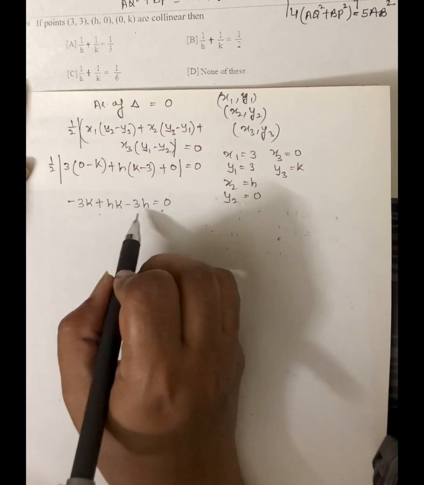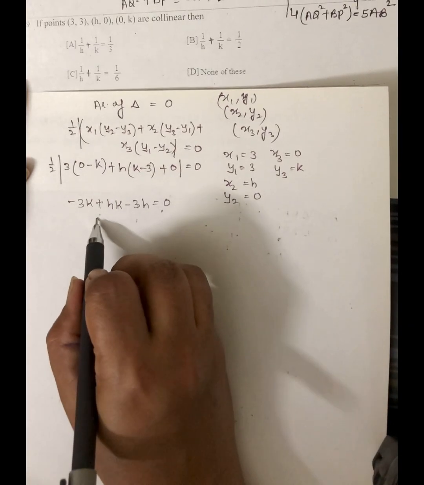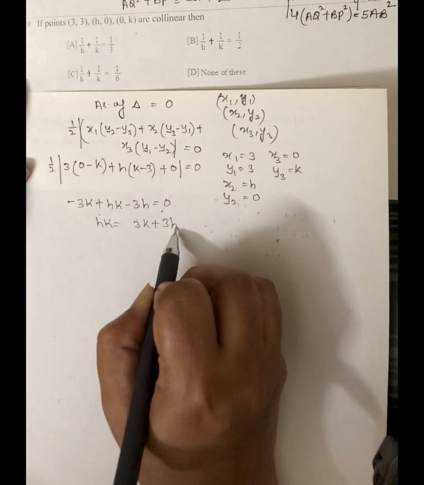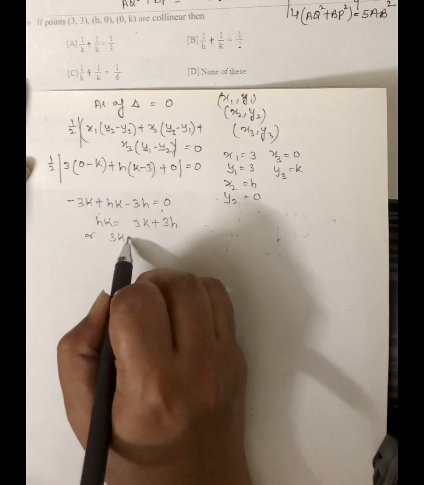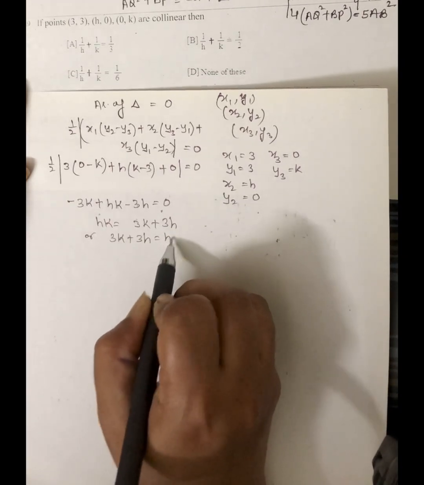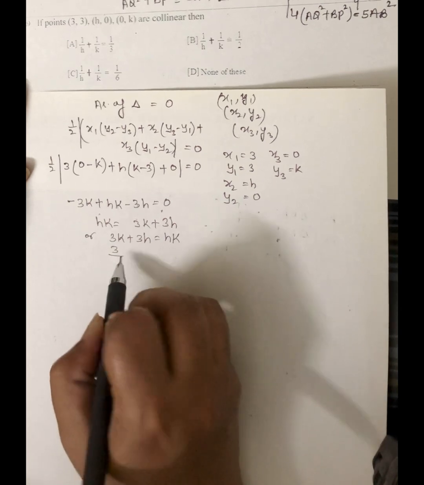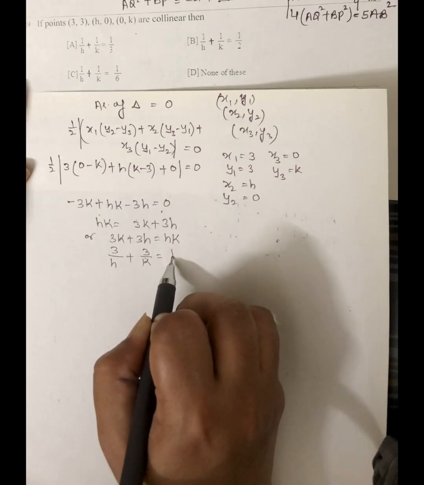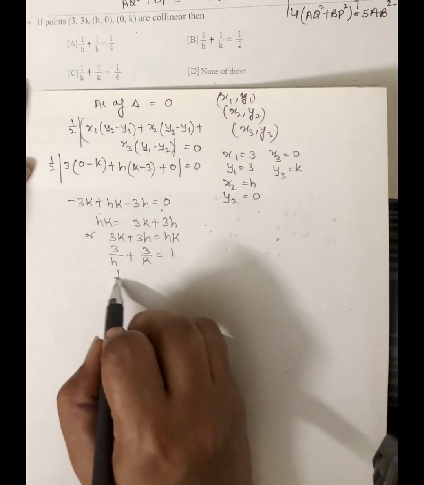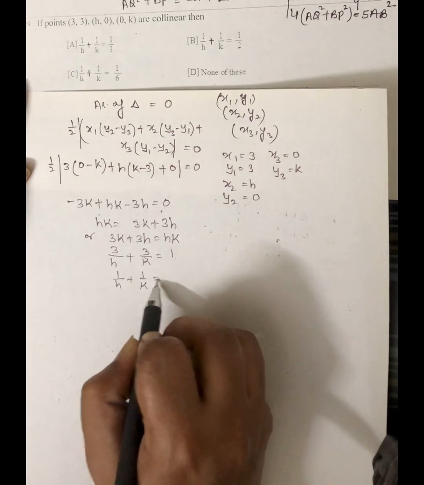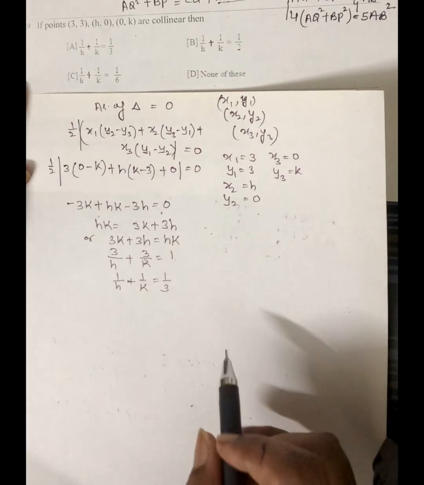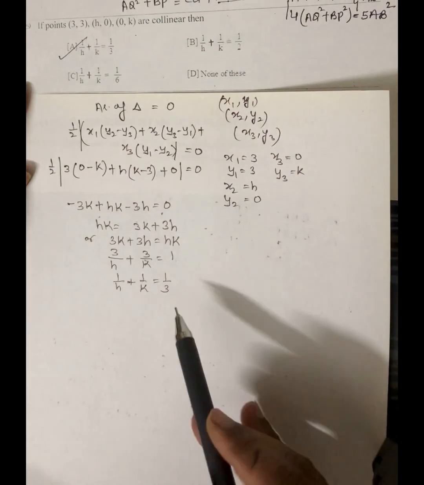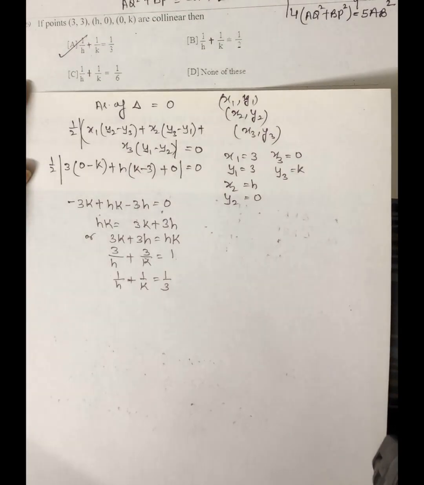Now rewrite this. This can be written as hk equal to 3k plus 3h. Divided by hk, it becomes 3 upon h plus 3 upon k is equal to 1. Take this 3 to the right hand side, so 1 by h plus 1 by k is equal to 1 by 3. This is the final answer. This is option number A. So this solves question number 29.